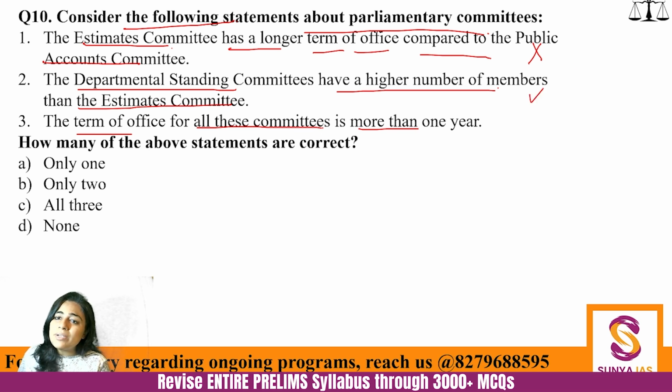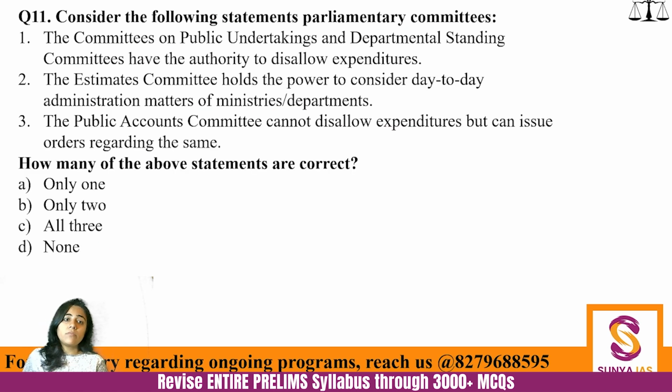The second statement is absolutely correct because estimates committee has 30 members and department standing committees have 31 members. So by one member, your one statement can get incorrect. That's why more and more revision is required. How many of the above statements are correct? Only one statement is correct over here. Understood?